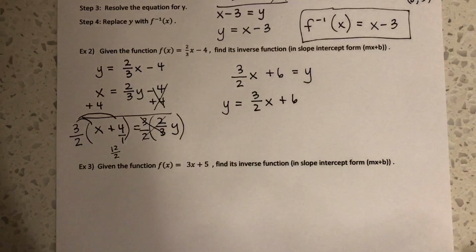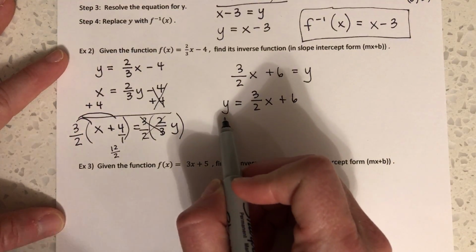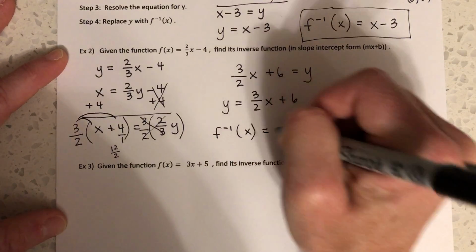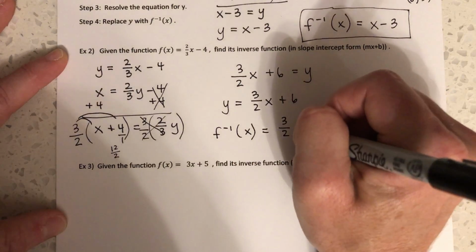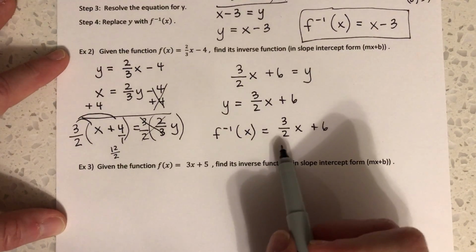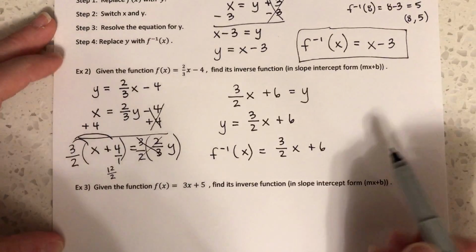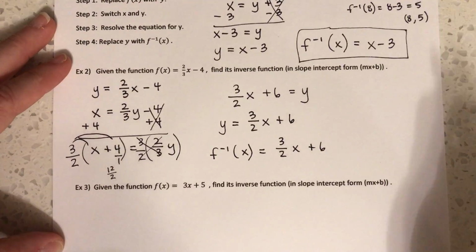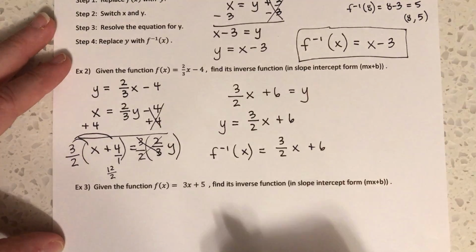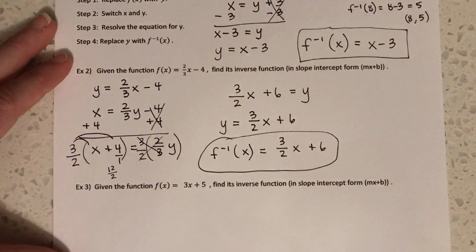All right, and then we have to put it in that fancy notation now. So replace y with that inverse function notation. So f inverse of x equals 3/2 x plus 6. And it may not look like it, but that is the function that will undo everything this function is doing. And if you don't believe me, you can always plug a number in, get a number out, take that output, plug it into the inverse, and I'm telling you, it'll spit out the original input that you started with. All right, so that is your inverse function.